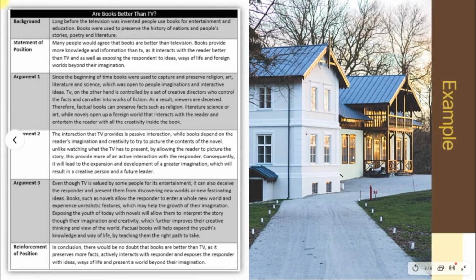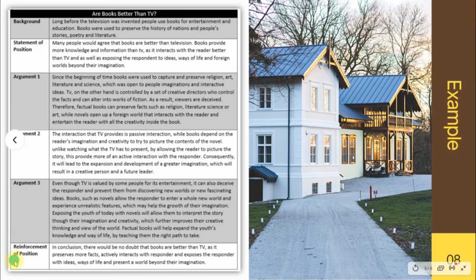Now, let's move to discuss one example of exposition text. The text title is, "Are Books Better Than Television?" In this text we will see that the writer takes one position on the issue. This text also follows all stages in exposition, starting from background, statement of position, argument 1, 2, 3, and the last is reinforcement of position.